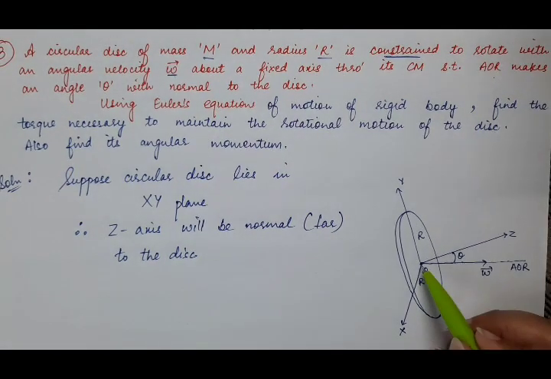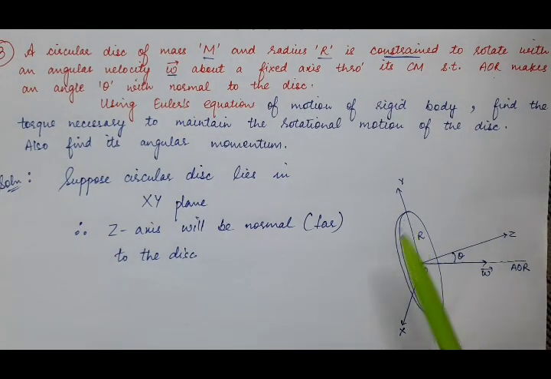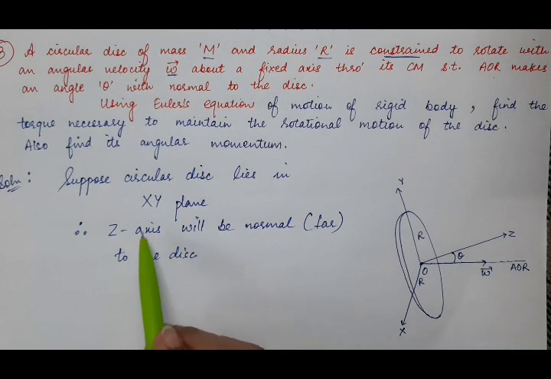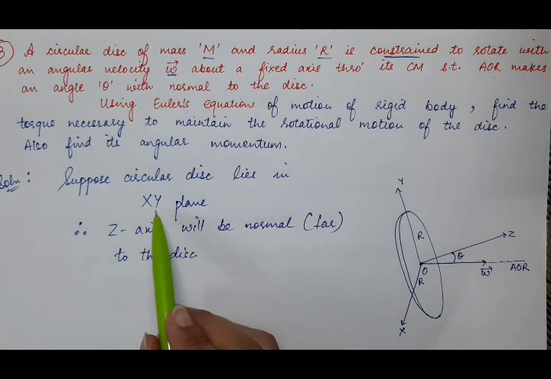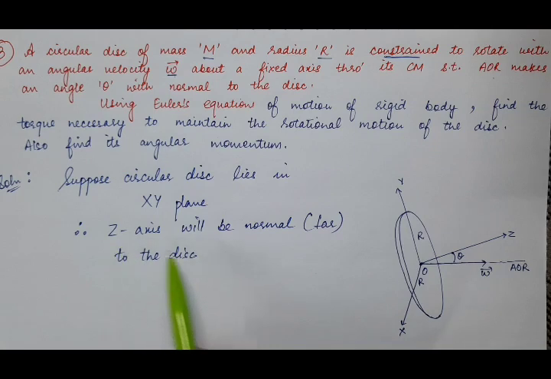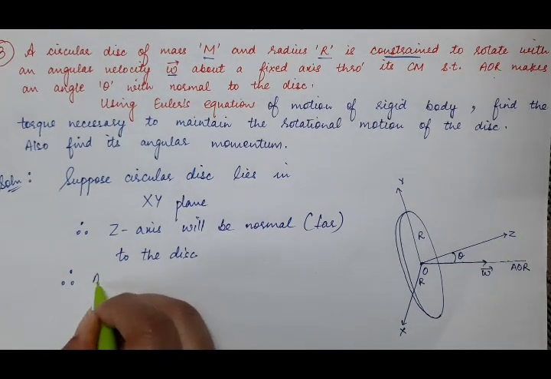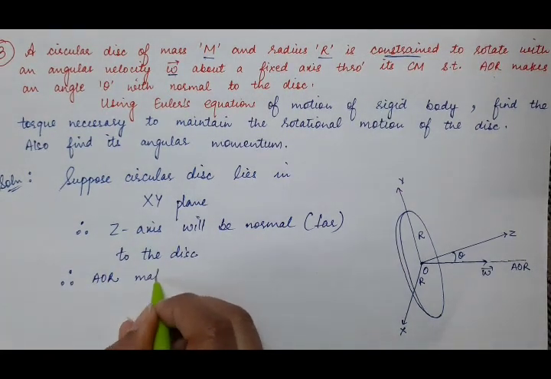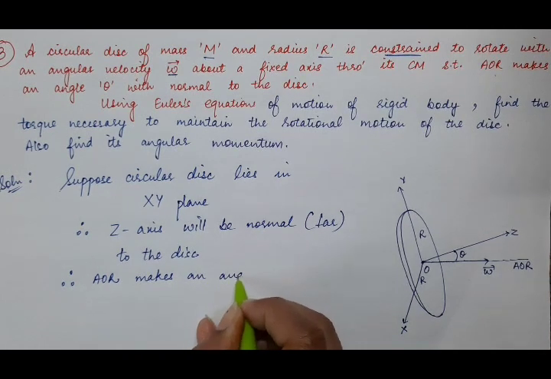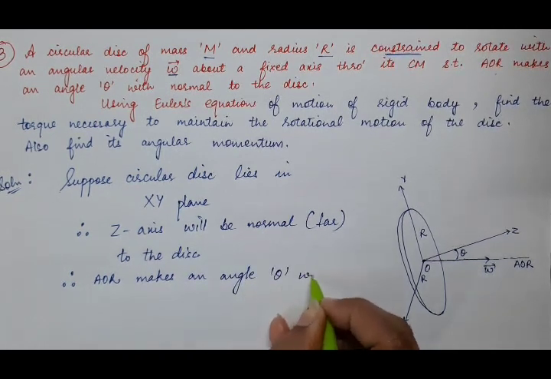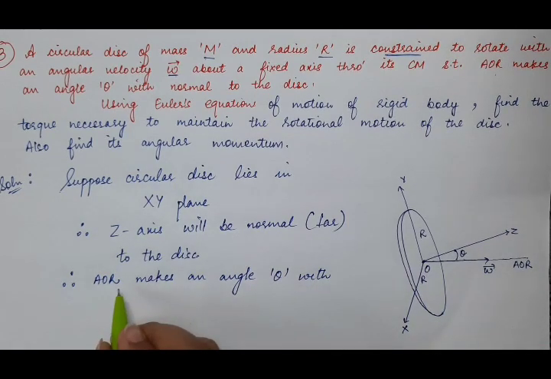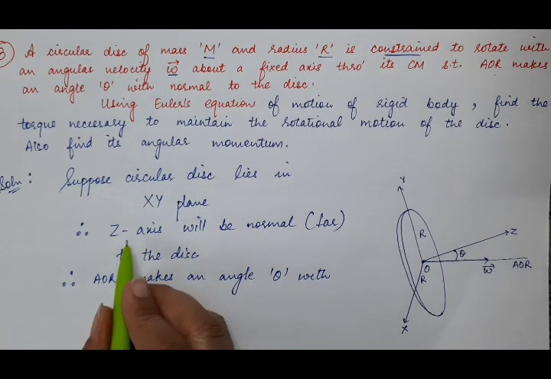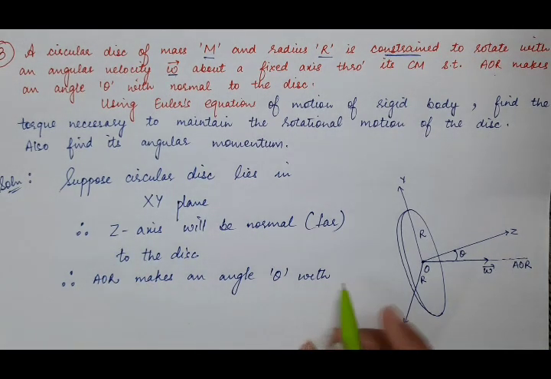Here we have shown that this Z axis is perpendicular to this disc, perpendicular to the XY plane. Because the Z axis is perpendicular to the XY plane and the disc lies in the XY plane, the Z axis will also be perpendicular to the disc. Therefore the axis of rotation makes an angle theta with the Z axis, because it makes an angle theta with the perpendicular to the disc, and the perpendicular to the disc is the Z axis.